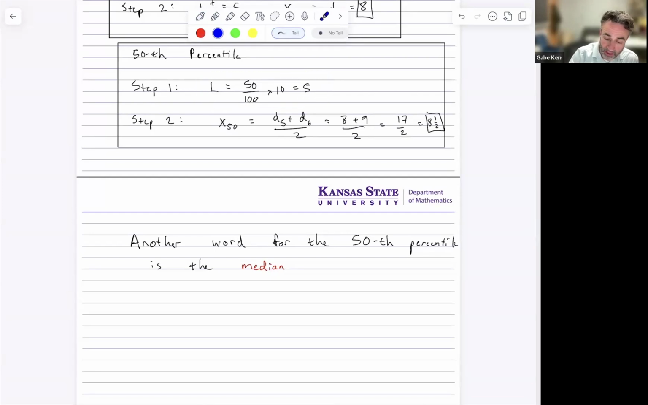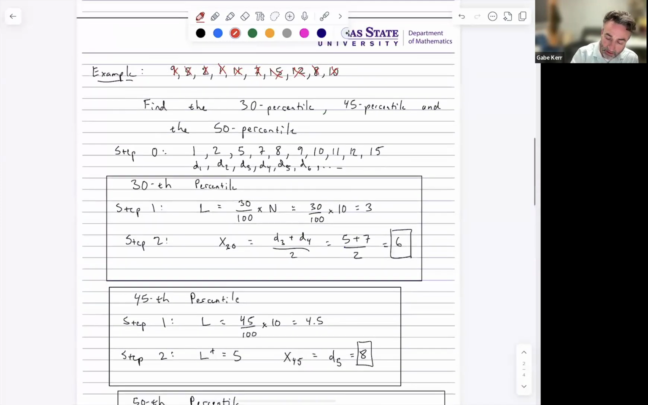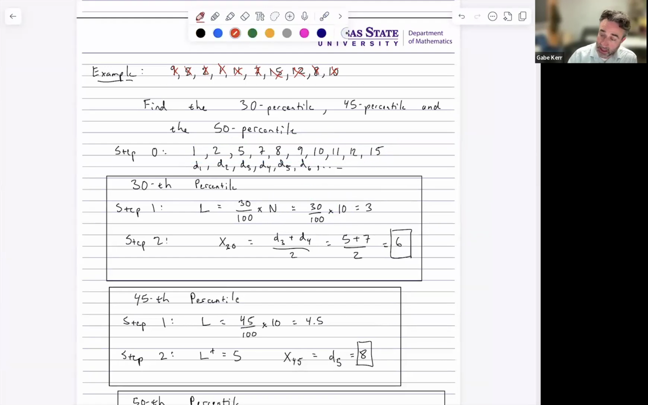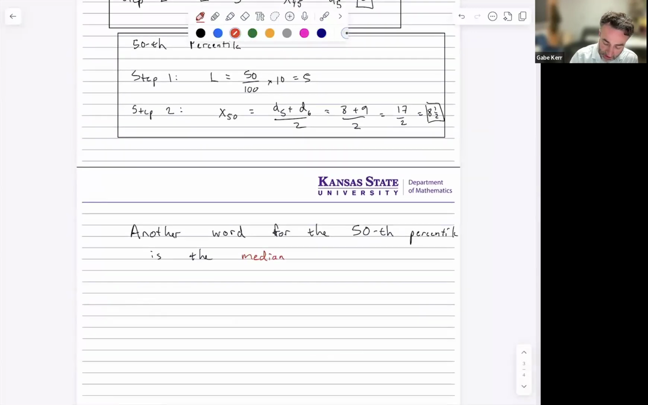It was 5, but that actually depended on some feature of our data set, and that was that our data set had n equal to 10. And in particular, when you have an even data set, you will get this situation occurring again. So let me just make that clear.